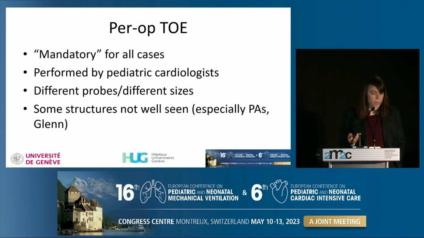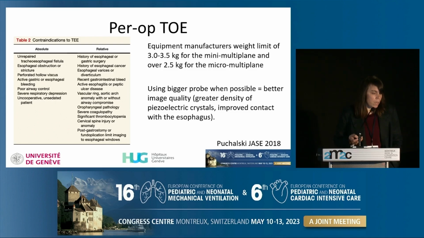There are different probes and different sizes, and we'll come to that a bit later. And of course, there are some structures that are not easily seen with the TOE, especially the anterior structures, so the PAs, and especially the left PA, or, for example, the Glenn anastomosis. So there are really few contraindications to transesophageal echo in a child that was already intubated, so you don't have to do an anesthesia for that.